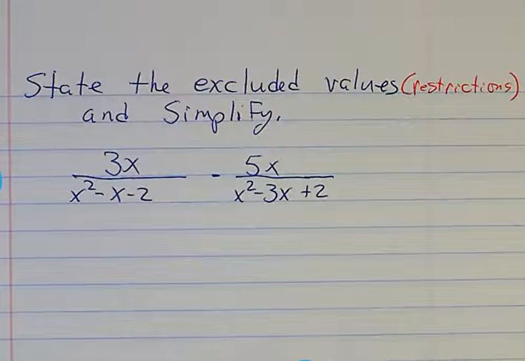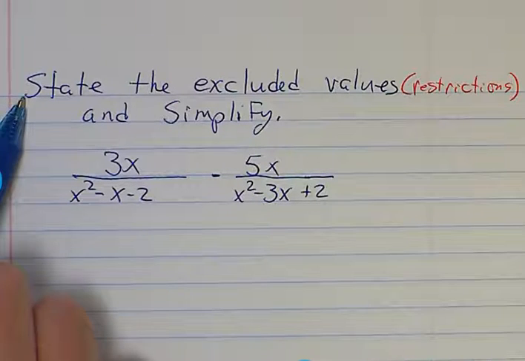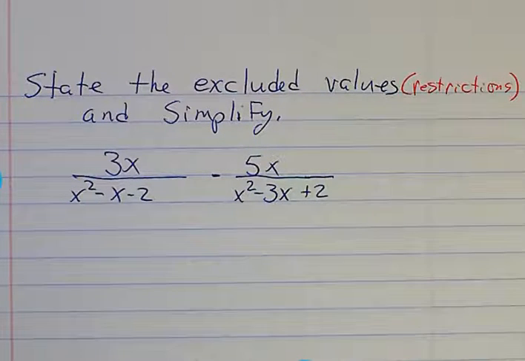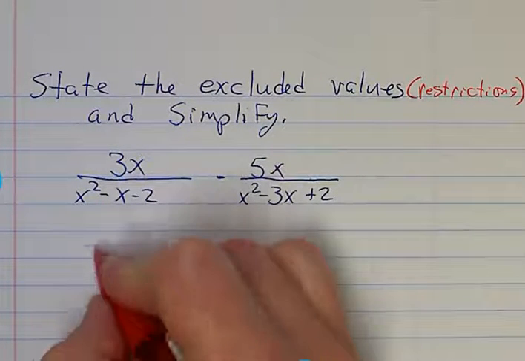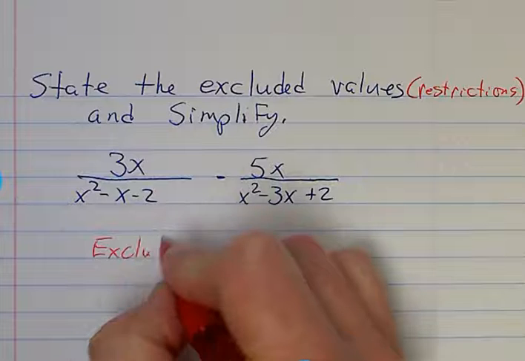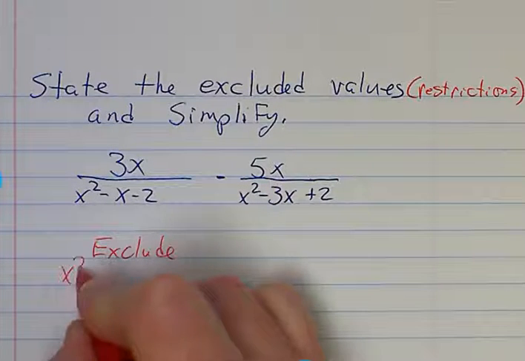Okay, so for the last problem of the day, we're going to do 3x over x squared minus x minus 2, minus 5x over x squared minus 3x plus 2. And for this one, a little different than the other problems we were doing, because before we do the adding and subtracting, the very first thing it says is to state the excluded values. And for that part, if you weren't here yesterday, that means you just take your denominators and set those equal to 0.